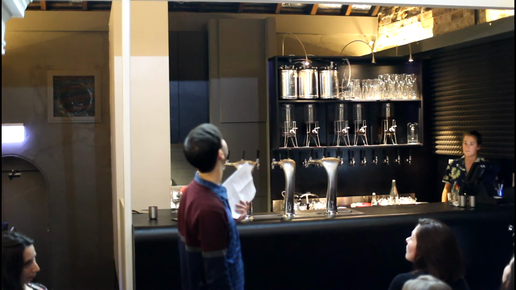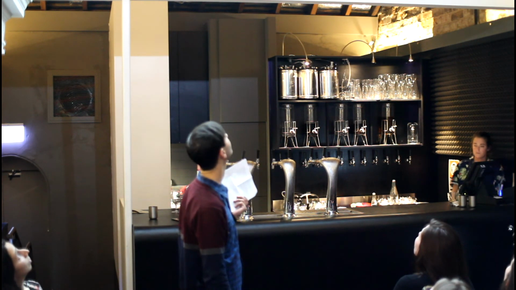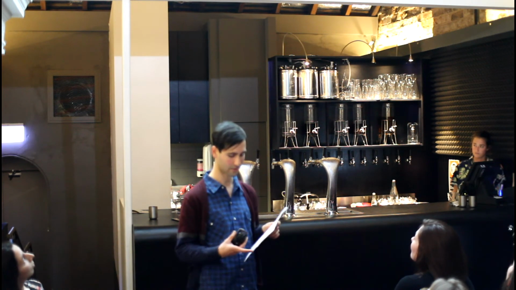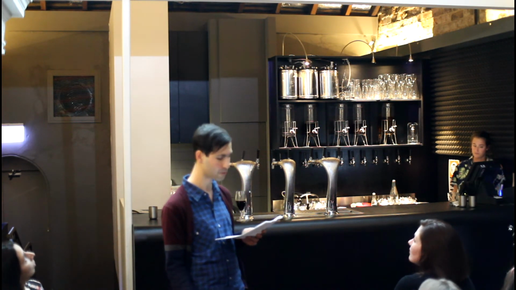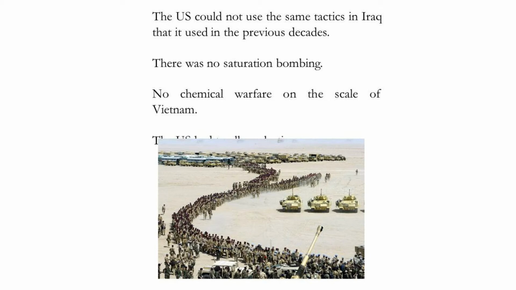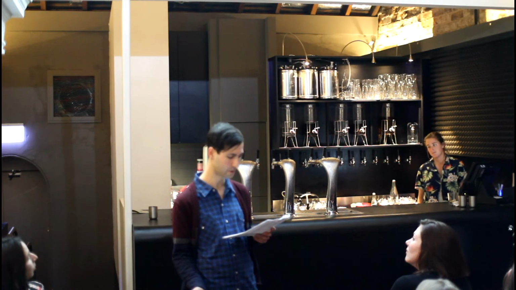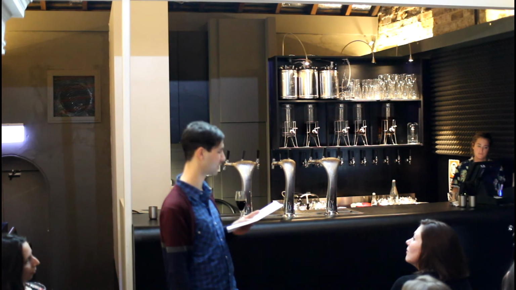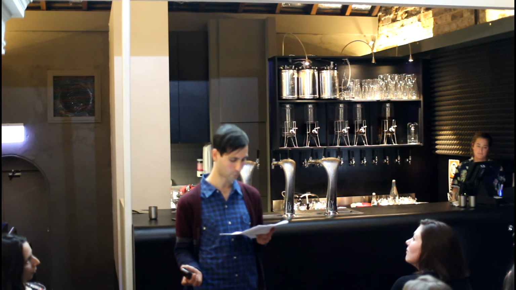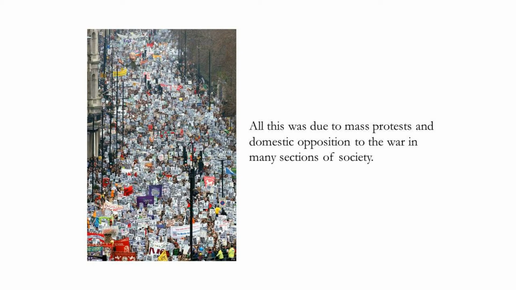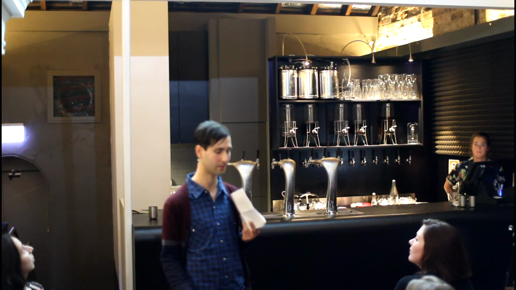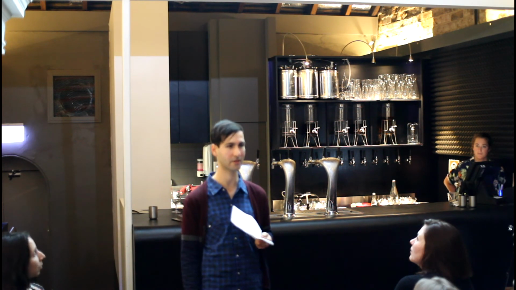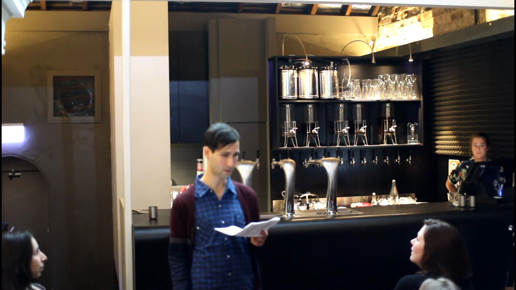which we wanted to do. Just as a quick example, and this all comes from leaked and declassified documents: the US couldn't use the same tactics in Iraq that it could use in previous decades, even in Central America in the 80s. There was no saturation bombing, no chemical warfare on the same scale as Vietnam or Central America, and the US had to allow elections in Iraq, which it clearly didn't want to do. And all this was due to mass protests and domestic opposition to the war in many sections of society. And like I said, high-level planners in Australia, the American government, and the UK all say this.